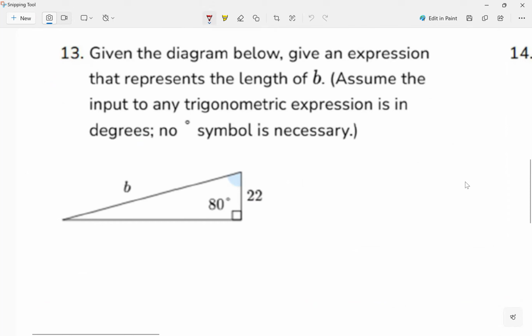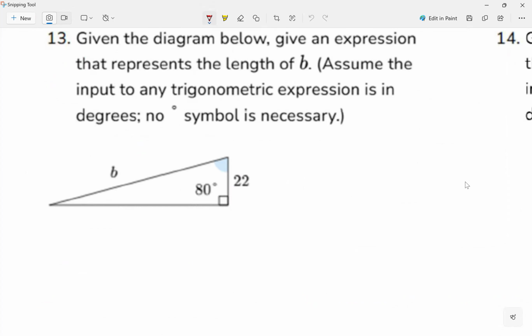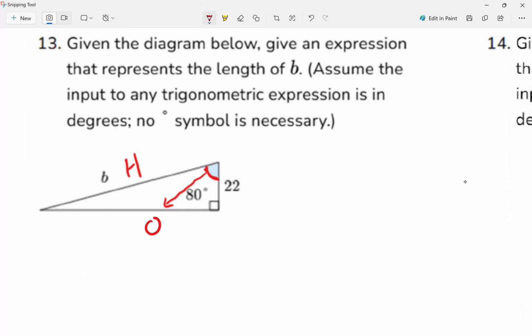So looking at here, my 80 degrees, obviously not the corner at the bottom right. It is this corner here. This is my hypotenuse because it's the biggest side of the three. And from my 80 degrees, farthest away, that's the opposite, and close to is the adjacent. I don't know anything about the opposite, so I'm only going to use adjacent and hypotenuse.